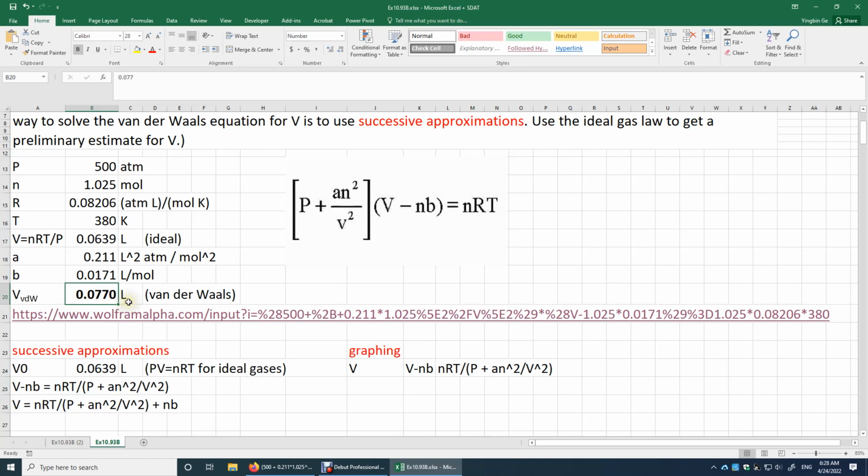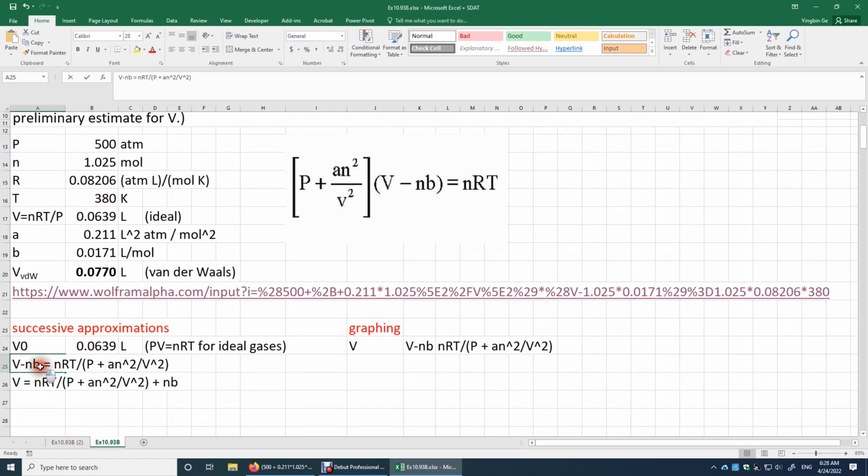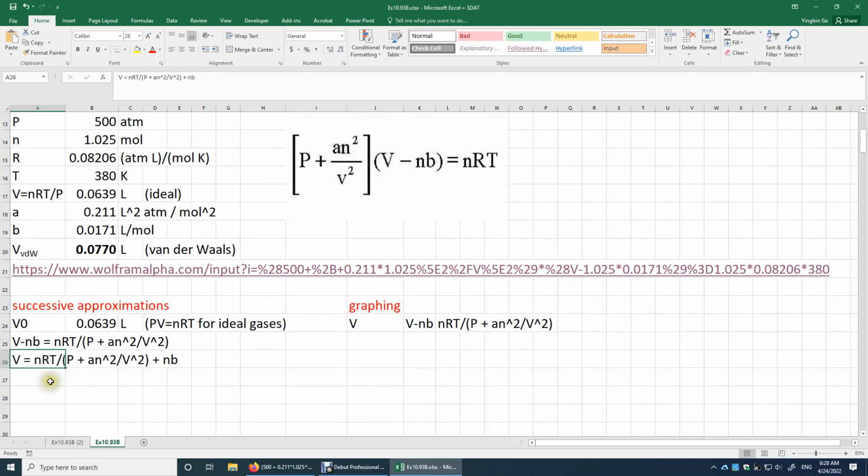So what I'm going to do is look at this van der Waals equation, and I will just rewrite it. I get V minus nb is equal to nRT over P plus a n squared over V squared. Both sides divided by P plus a n squared over V squared, and then volume is just nRT over P plus a n squared over V squared, plus nb. So we got that equation.